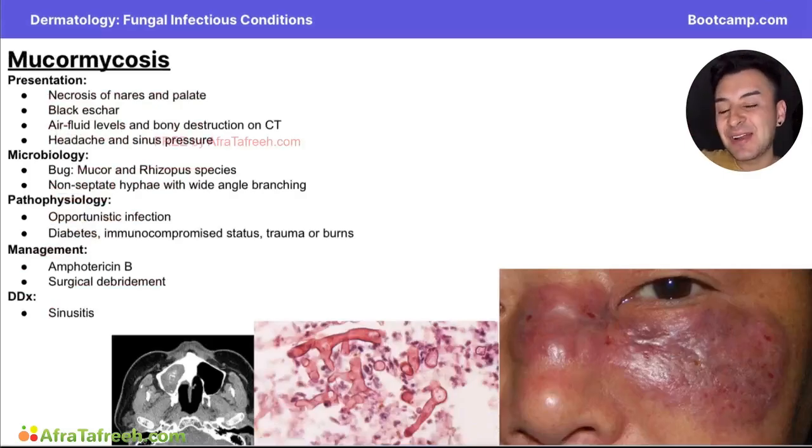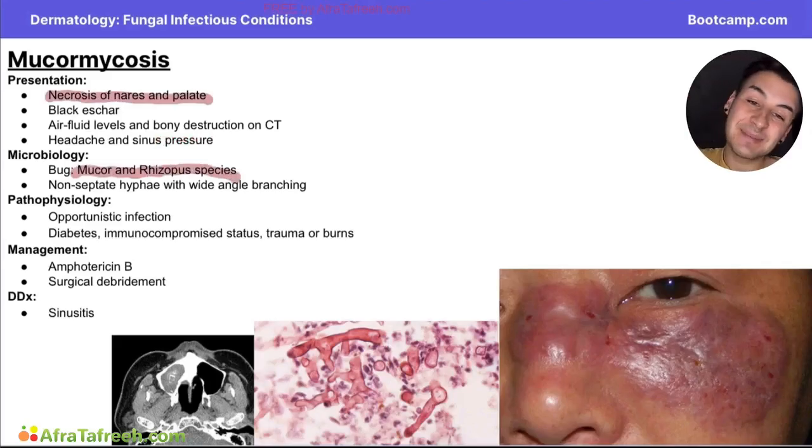And before we get started, I want to highlight some really hot buzzwords for you guys. So this is going to involve necrosis of the nares and palate. It's going to be due to mucor and rhizopus species of fungus, and it is also going to be associated with people with diabetes, especially DKA. These are the hot parts of this disease process. Now let's fill in the details.